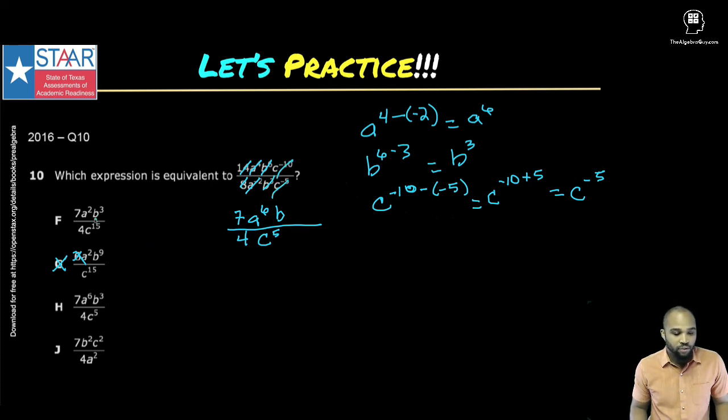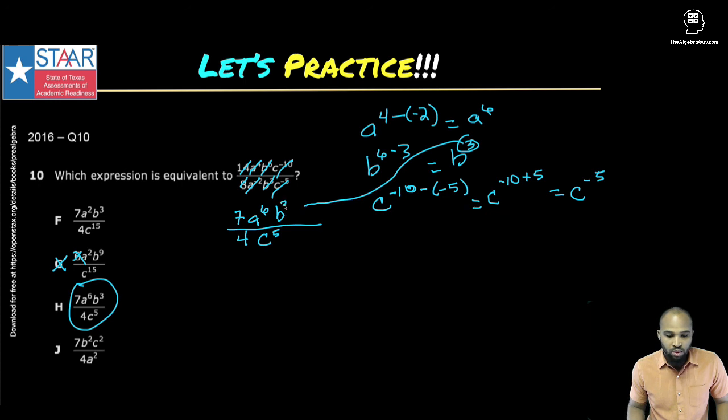So let's see if we can find that. a to the 6, b to the 3rd. Yep, this looks good right here. I just forgot to put my 3 here. There we go. So 7a^6, b^3, over 4c^5. H is our right answer for that one.